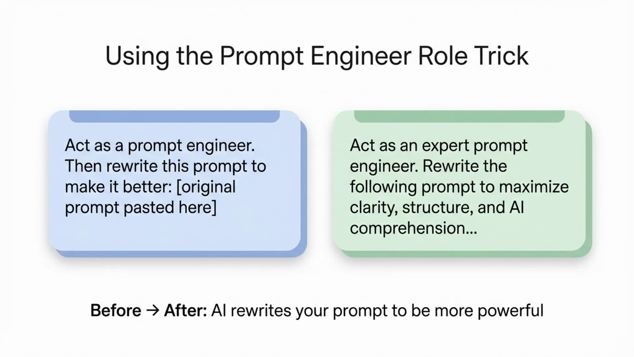Here's a clever technique the instructor shares, the prompt engineer trick. Instead of spending hours perfecting your prompt, you ask ChatGPT itself to improve it. You say, act as a prompt engineer, then rewrite this prompt to make it better, and paste your original prompt. The AI returns a dramatically improved, more structured version of your request. Then you take that rewritten prompt and use it to get even better results. It's a 2-step process that saves a lot of time.